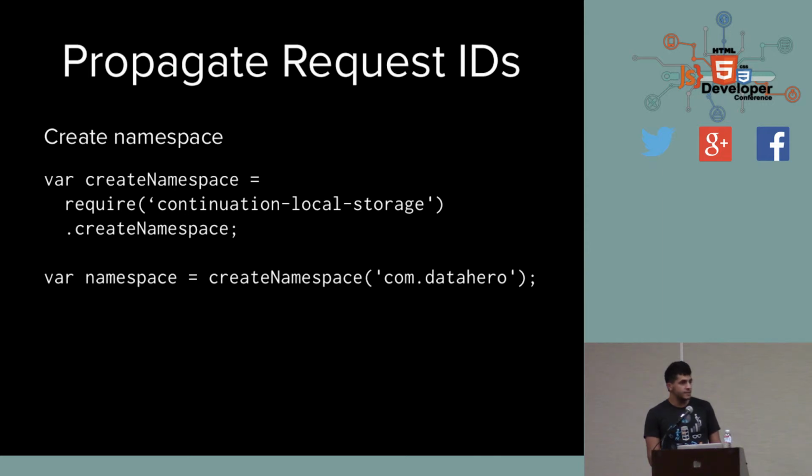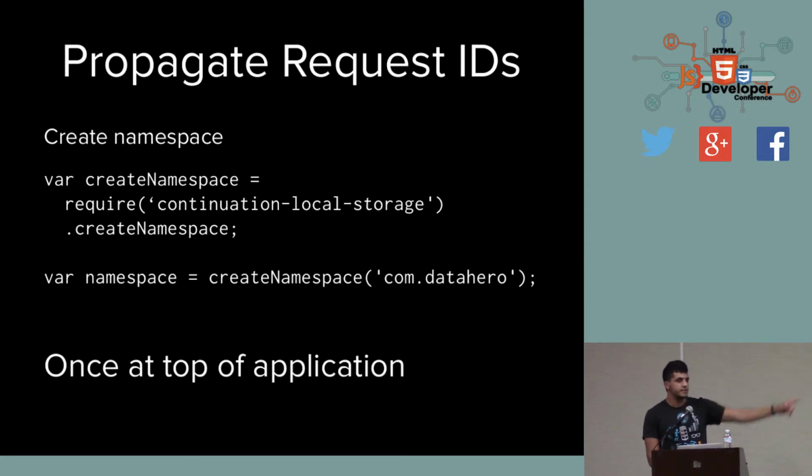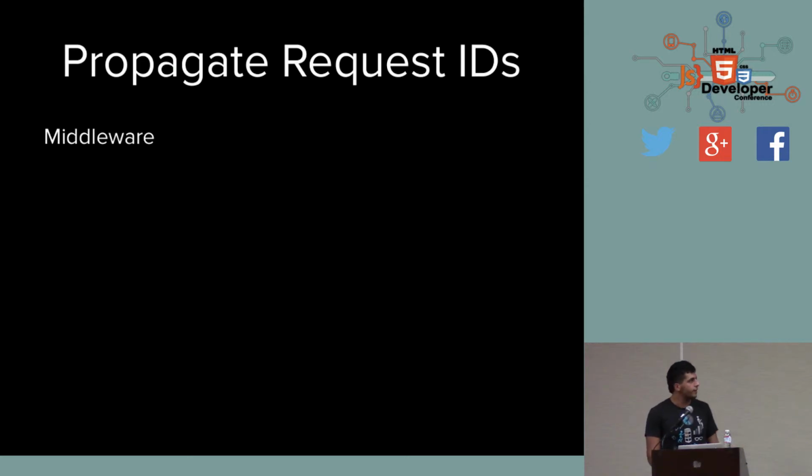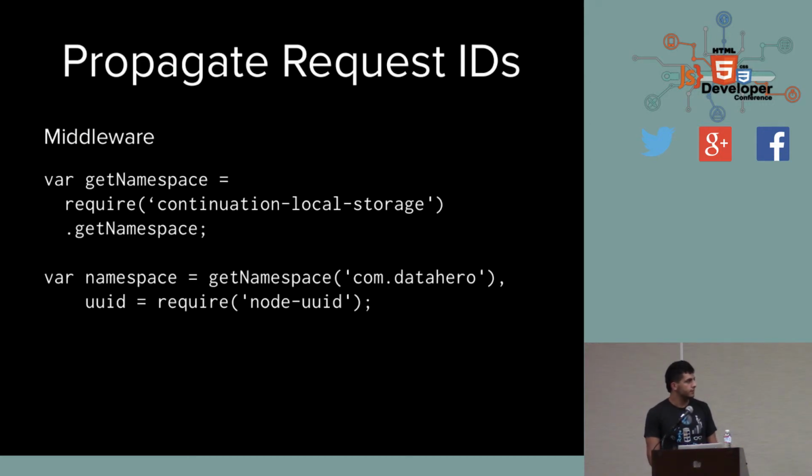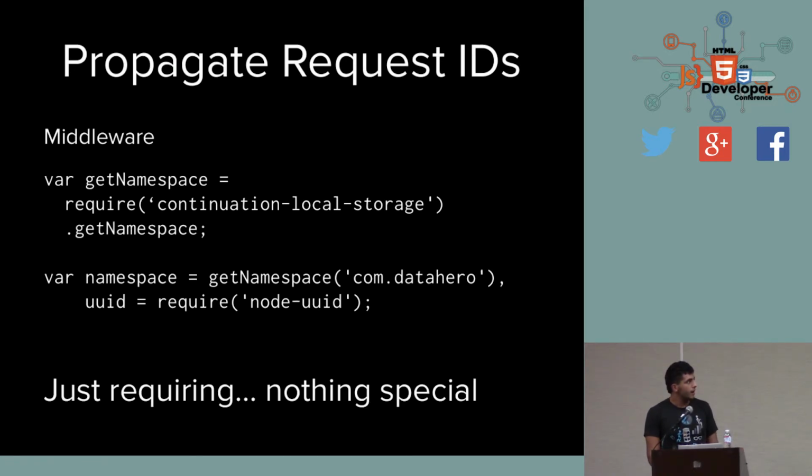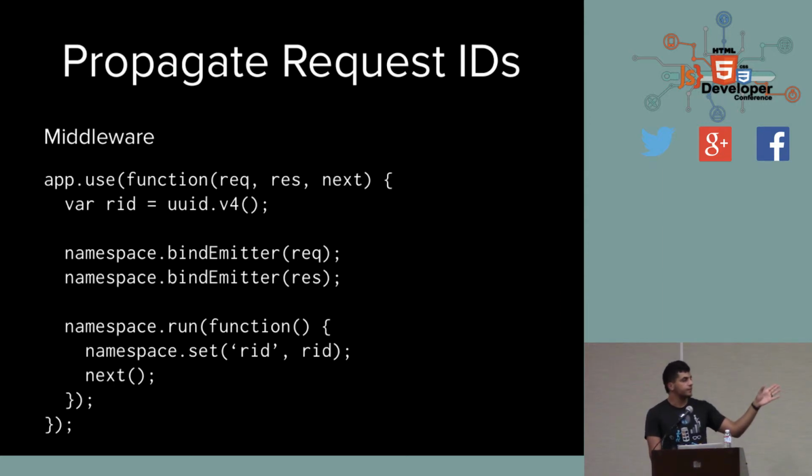So creating a namespace, you call create namespace with a string. You can use a reverse URL. You just do that once at the top of your application when it boots up, and that's it. In your middleware, you're going to use get namespace, so that'll get you the same namespace that you just created. So we're just requiring our stuff here, and namespace is now the com.DataHero namespace.